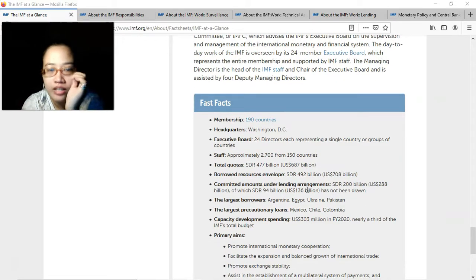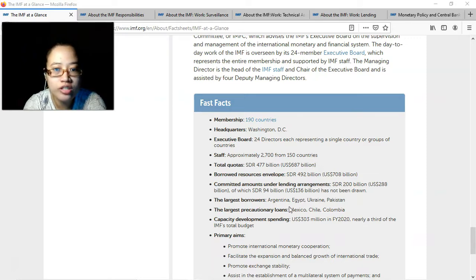So fast facts. Membership again is 190 countries. Headquarters Washington D.C. Executive board 24 directors, each representing a single country or groups of countries. Staff approximately 2,700 from 150 countries. Total quotas 687 billion US dollars. Contributions from the member countries. Borrowed resources envelope 708 billion US dollars. Committed amounts under lending arrangements, so you have 288 billion, of which 136 billion USD has not been drawn.